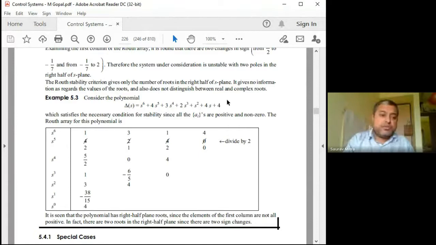What is the second row? The first row is the even polynomial, and the second row is the odd polynomial. Odd polynomial is s is to 5, s cube, and s. So what are the coefficients? It is 4, 2, and 4. I'm sorry, so this is 4, 2, and 4, and you can divide by 2. So you can make it 2, 1, 2.